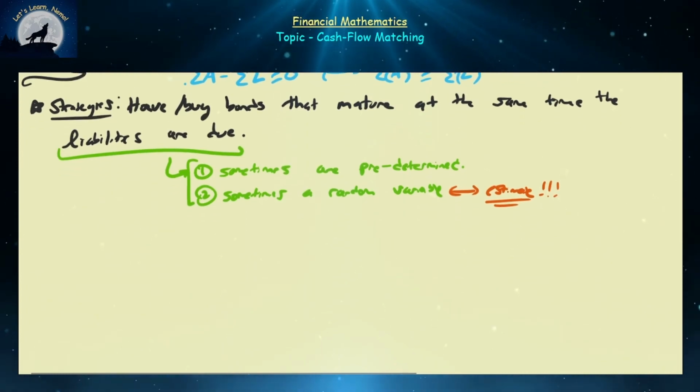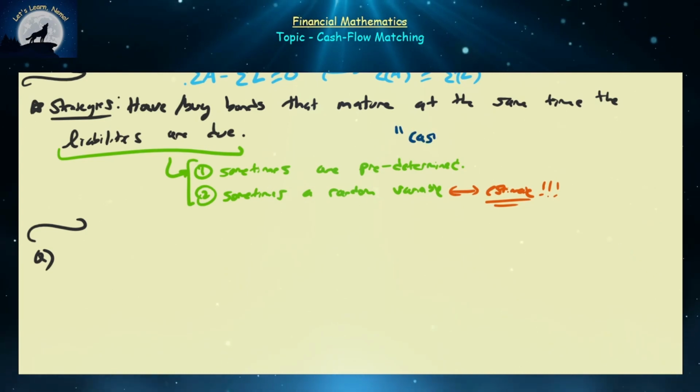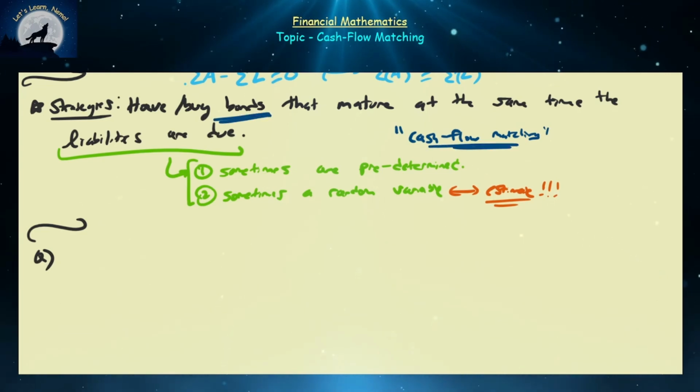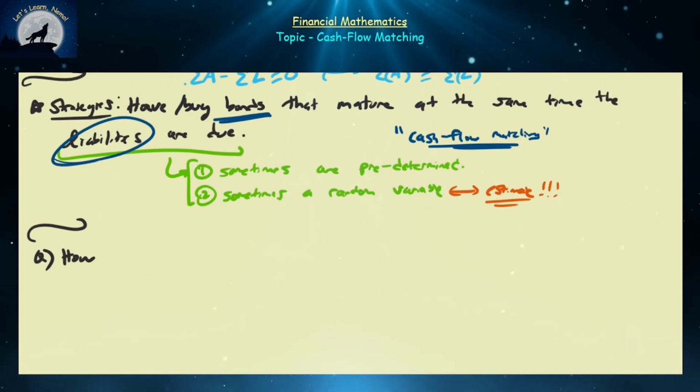So one very important question that we seek to answer is the following. Every time we have this type of structure or strategy, this is usually referred to as cash flow matching, because we're trying to match the redemption of our bonds and the value of the liabilities at those particular times. So that's why we call it cash flow matching. We're trying to match the negative and the positive to net out to zero or something positive in favor of equity.